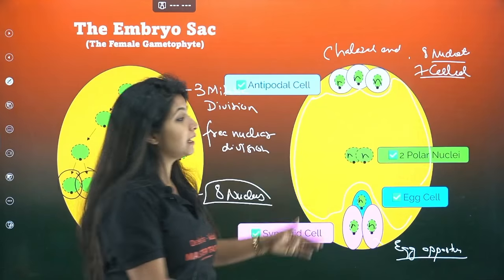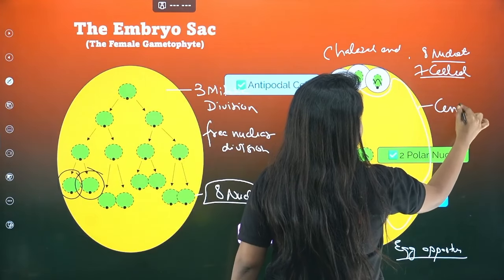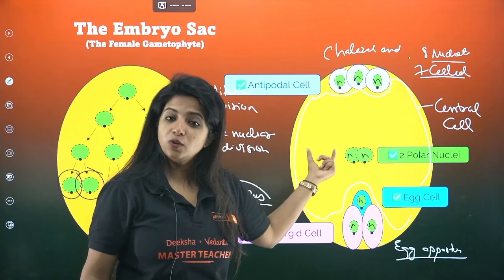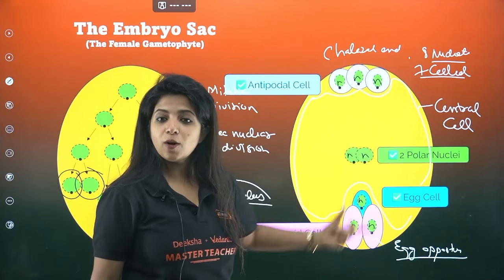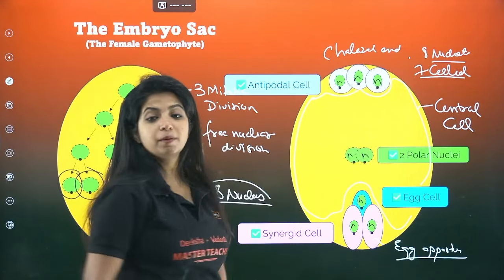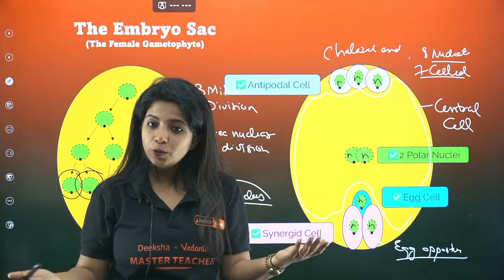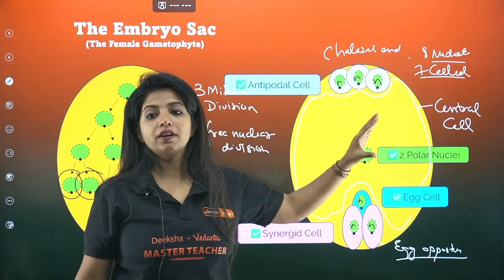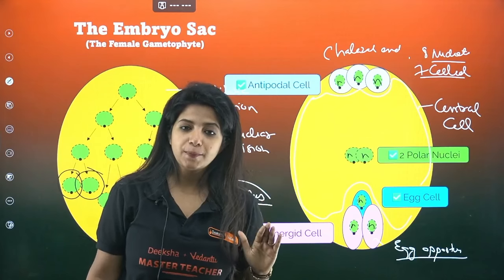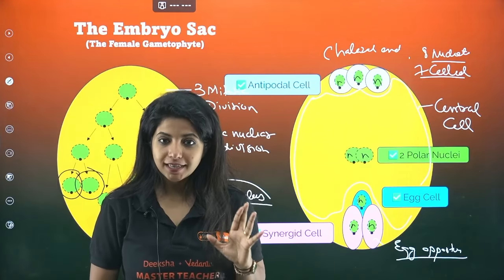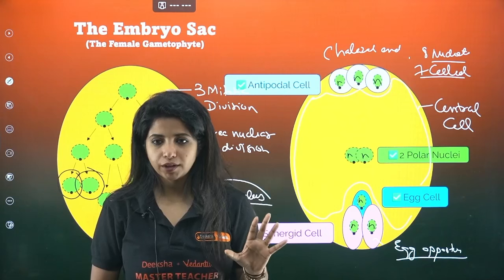What do you call this cell? The cell is the central cell. And why is it not haploid? It has 2 nuclei, 1 nucleus being haploid, another nucleus also being haploid. Haploid, it becomes what? Diploid in nature, 2n, n plus n, 2n. So this is the only cell which is diploid in nature, and that is your central cell. I hope this is super clear to you. Is this clear? This is super important.